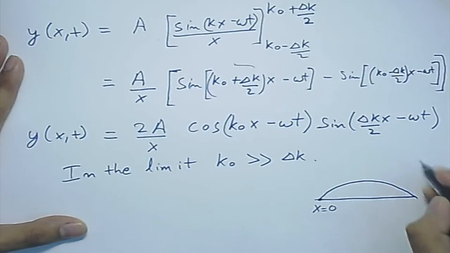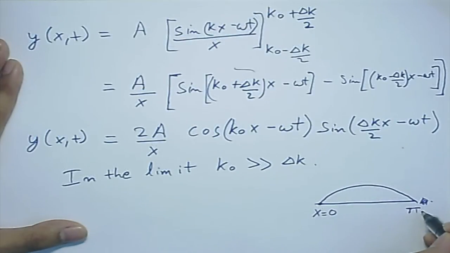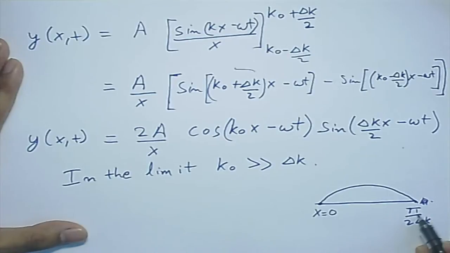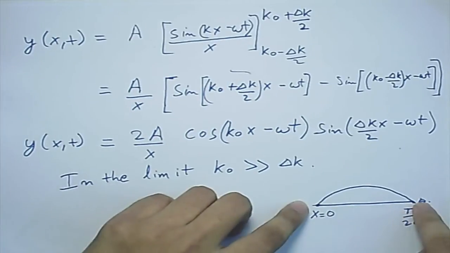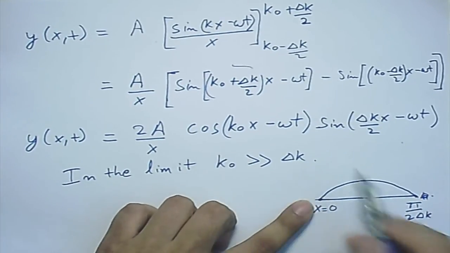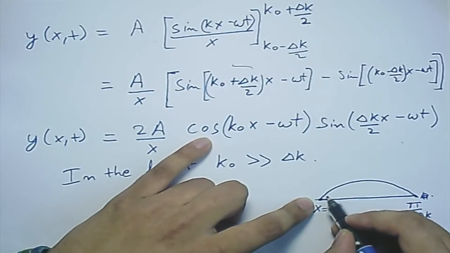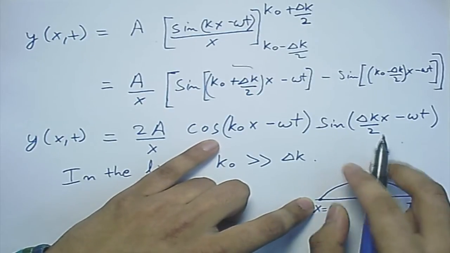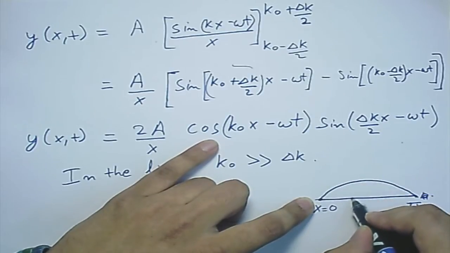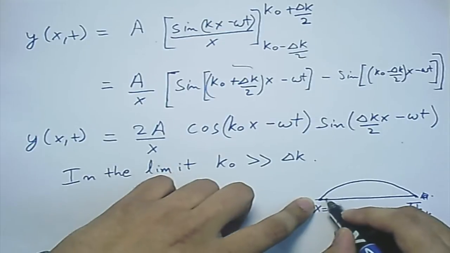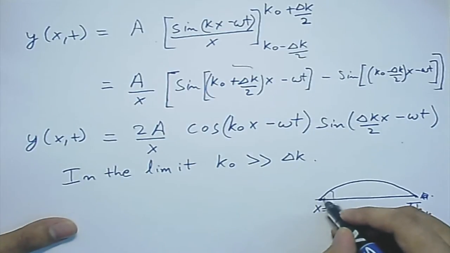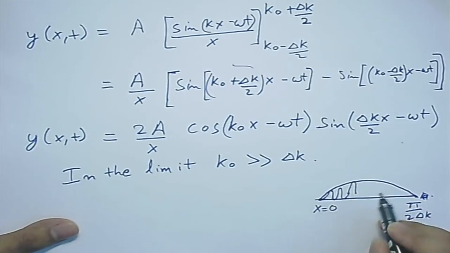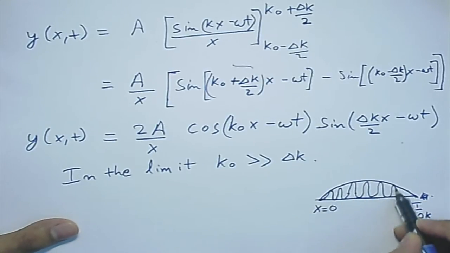And at x equals pi over 2 delta k, it would again be 0. Okay, so we know delta k is a very small quantity. Hence, this length is a very large quantity. But within this length, each of these oscillations would happen. For any given x value, these would be oscillating, since these are relatively larger quantities, and we would observe oscillations like this as we had seen earlier in the previous problem.